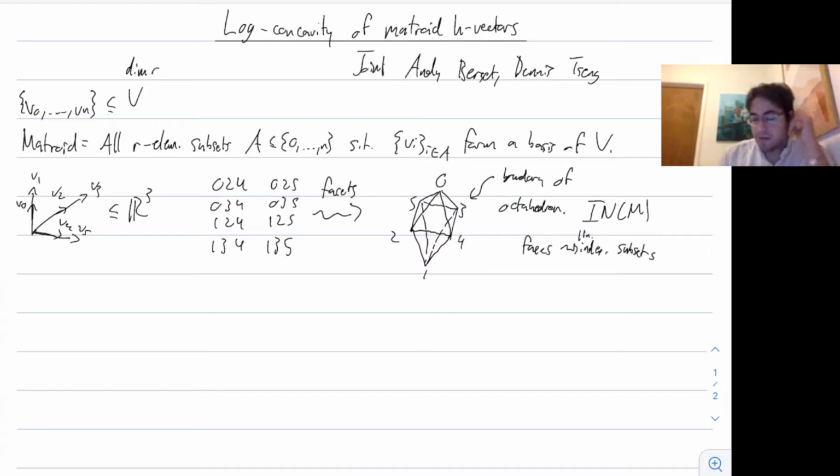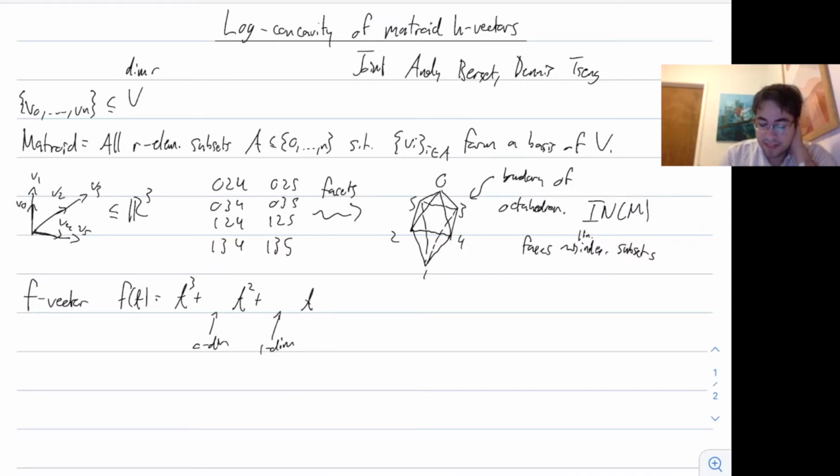Okay, so we have this independence complex, and we have this nice simplicial complex, and associated to the simplicial complex are a number of nice combinatorial invariants. The easiest one would be the F vector. So the F vector is a very straightforward construction. We're going to put the number of 0-dimensional faces here. We're going to put the number of 1-dimensional faces here, and we're going to put the number of 2-dimensional faces here. Okay, 0, 1, and 2.